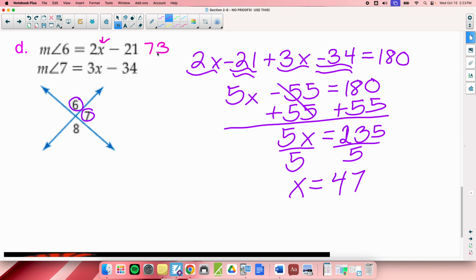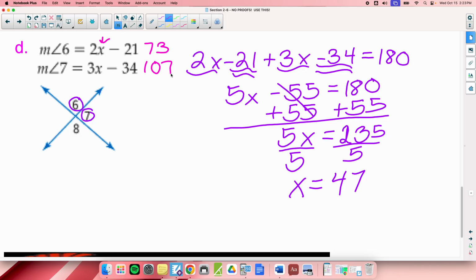Now let's try angle 7. Do you know what 3 times 47 is? 141. Okay, 141 minus 34 is 107. Does that make sense for those, you guys? Do these add up to 180?